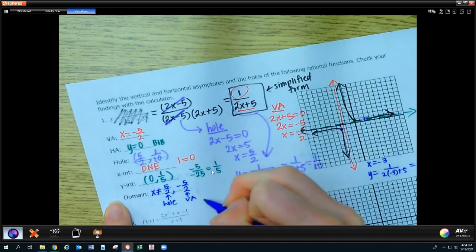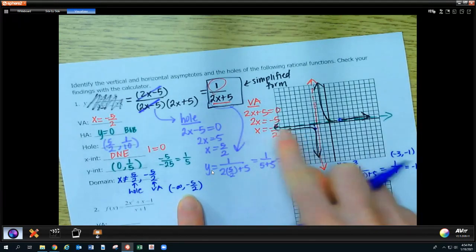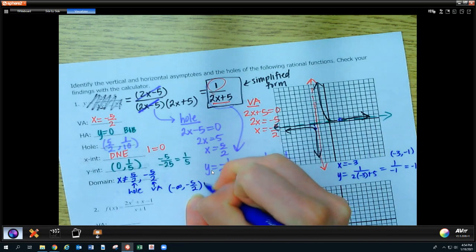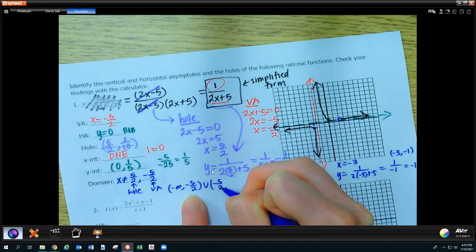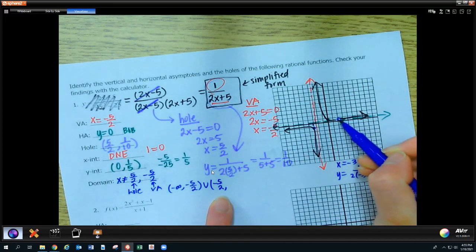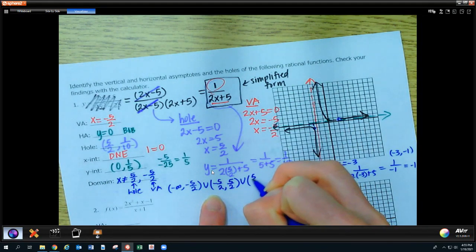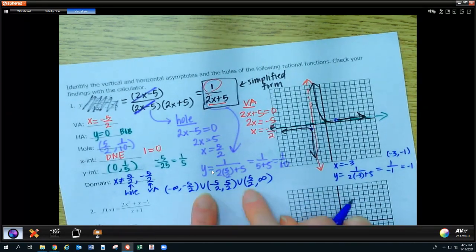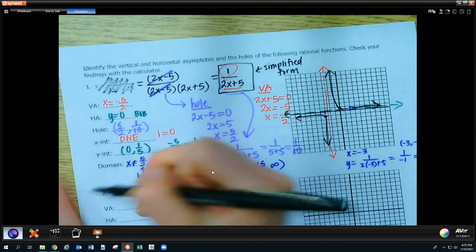And so in interval notation, we would have -∞ to -5/2. That's this branch right here. Union, pick back up at the -5/2. And then you have to skip over the hole as well. So stop at +5/2, pick back up. So we still have to exclude those 2 values, writing it this way. Okay, so that's example 1.